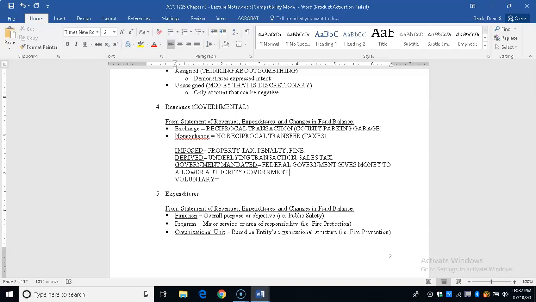So the federal government is not giving the state of Maryland a choice. They're saying, state of Maryland, you take this money and you must use this money to maintain the highways that run through your state. That means that the state of Maryland is getting government mandated non-exchange revenue from the federal government, and they must use it for a specific purpose, right? So the money must be used for a specific purpose.